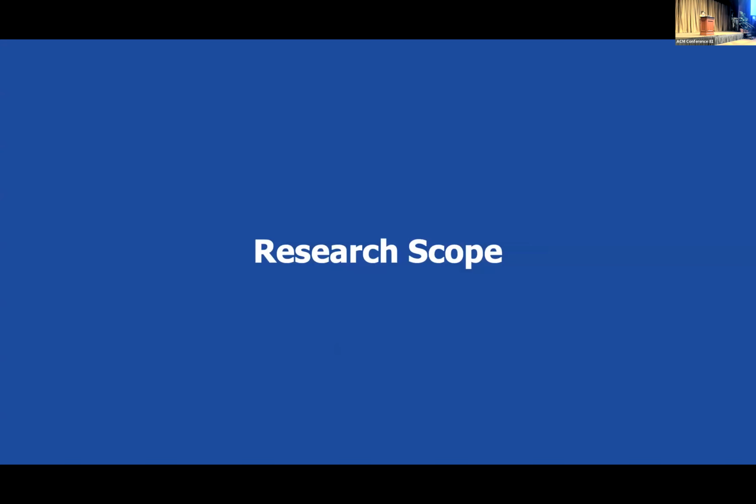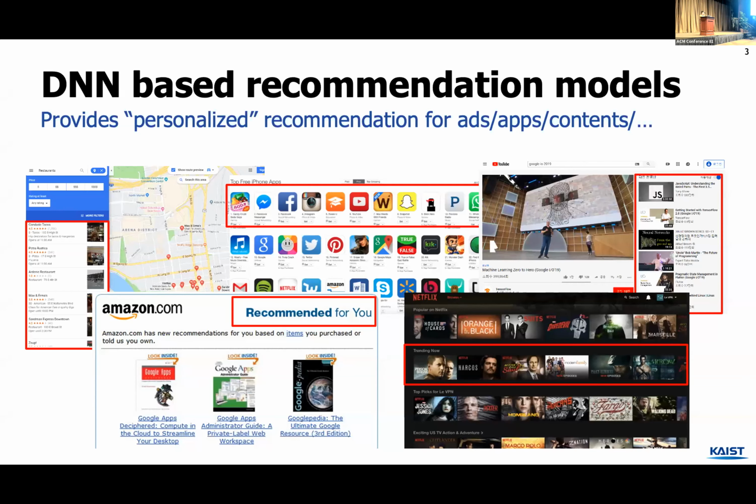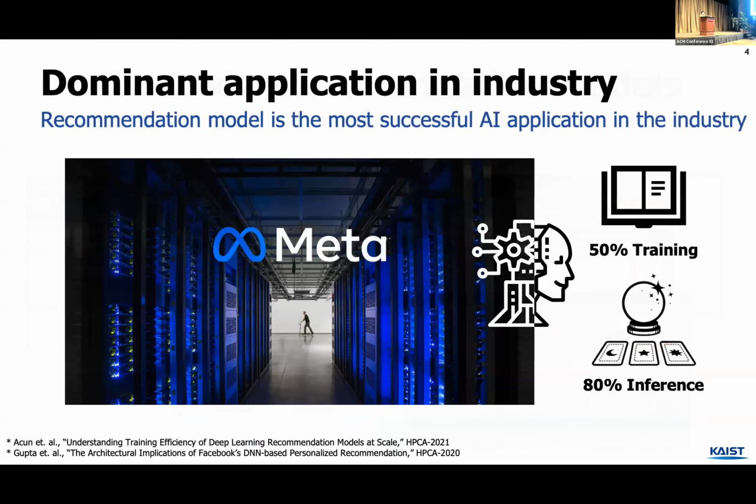First, let me introduce the research scope of this work. Now, it is well known that deep learning-based personalized recommendations are widely applied in various online services such as YouTube, Netflix, Facebook, and many others. Since it has a very large variety of applications, there is huge interest in how to train and deploy these models efficiently. For example, according to a recent Meta announcement, 50% of AI training computation and 80% of AI inference computation are consumed by the recommendation models in their data centers, which highlights the importance of optimizing recommendation models.